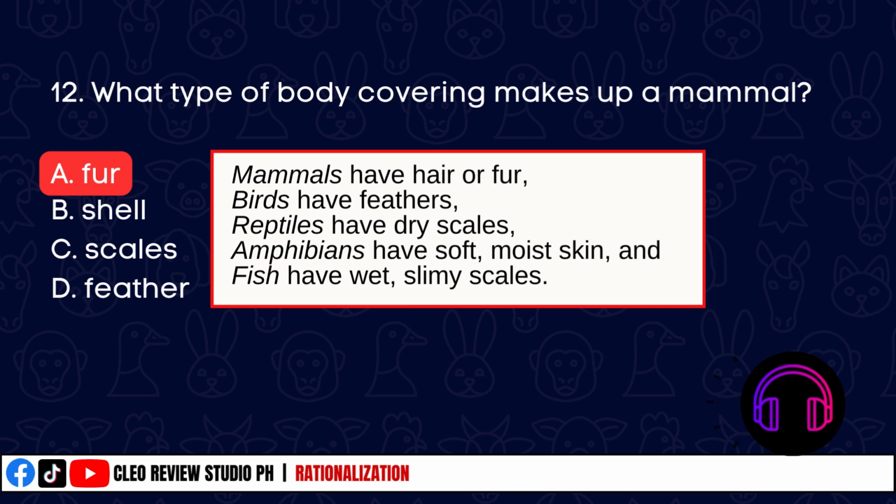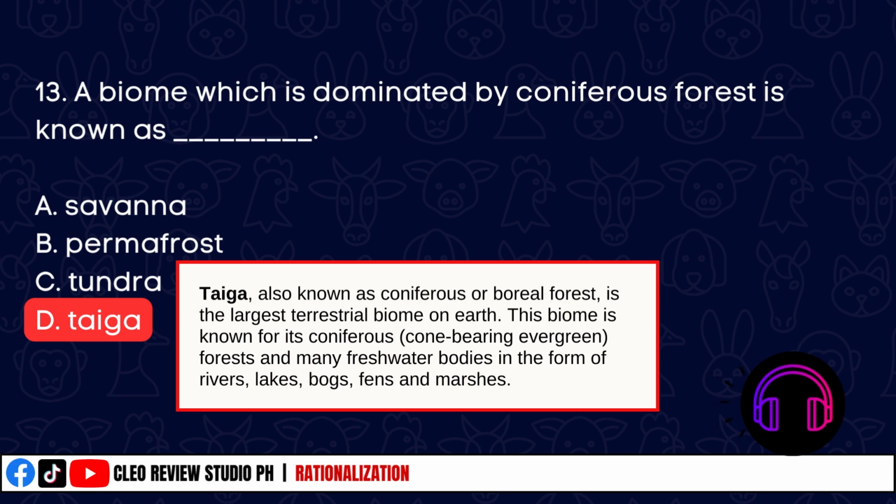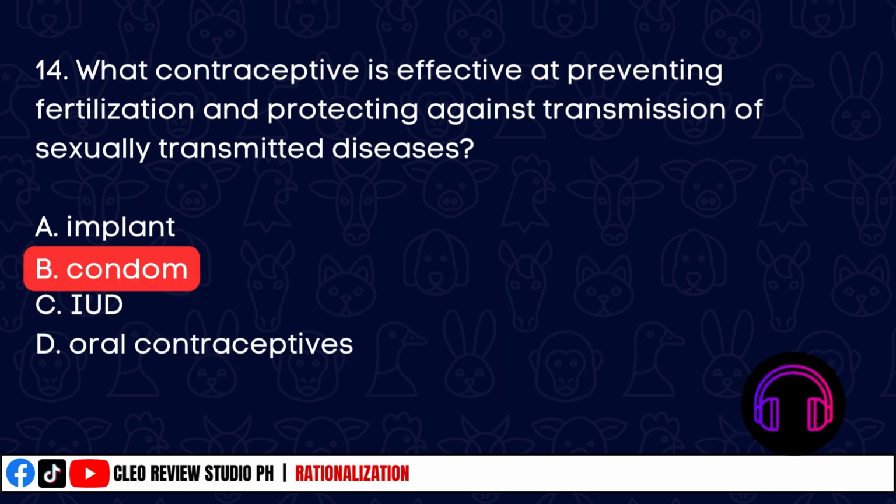What type of body covering makes up a mammal? The correct answer is letter A, fur. A biome which is dominated by coniferous forest is known as blank. Just remember the keyword, coniferous forest biome, usually called taiga or boreal forest. What contraceptive is effective at preventing fertilization and protecting against transmission of sexually transmitted diseases? The correct answer is condom.